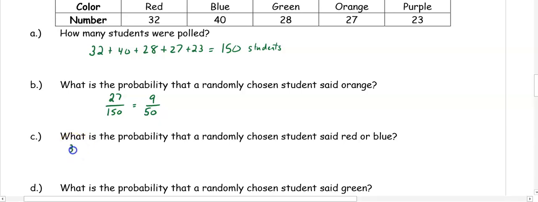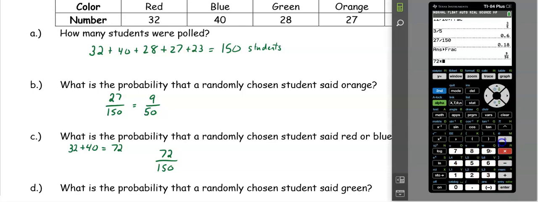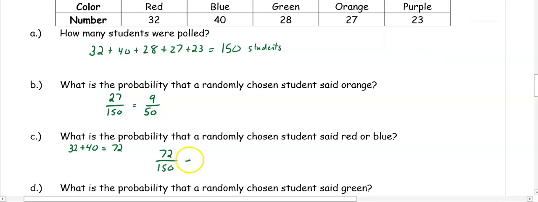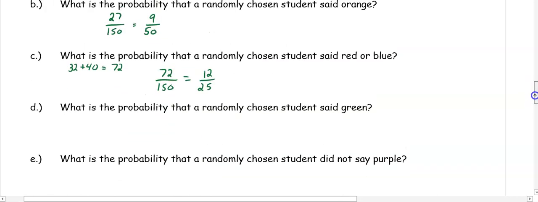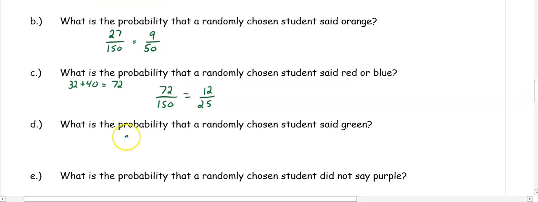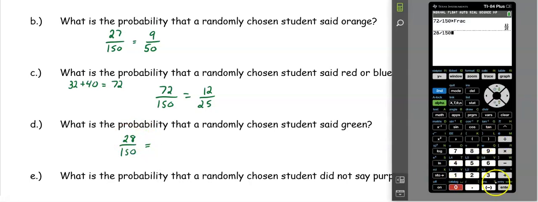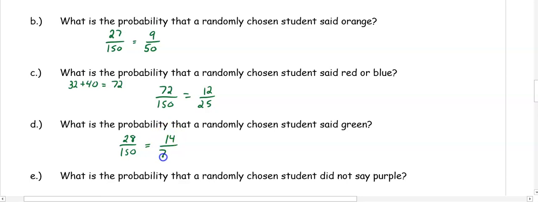So there's 32 that said red, and there are 40 that said blue, so that's a total of 72 students out of 150. 72 divided by 150, math, enter, enter, and that is 12 over 25. What's the probability that these students said green? So there are 28 green out of 150. 28 divided by 150, math, enter, enter, would be 14 over 75.